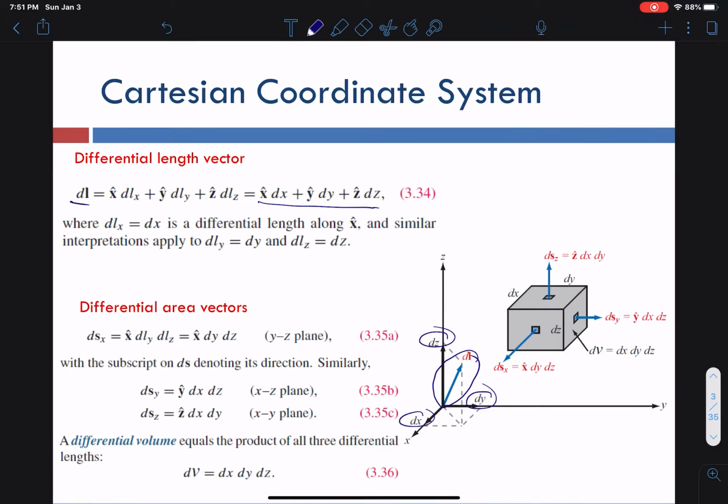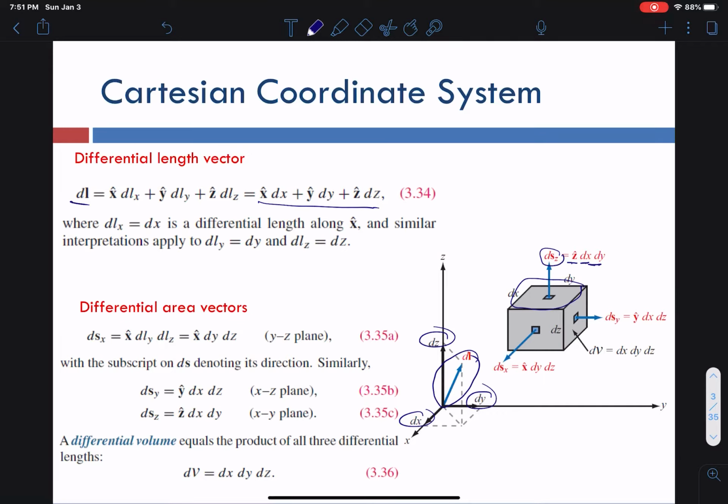Another thing that you may not have learned is called differential area vectors. So this is the area, right? dx dy is an area, so there is a vector on that area. It's called dsz because it's in the z direction: z hat dx dy. This is called the differential area vector for dx dy.